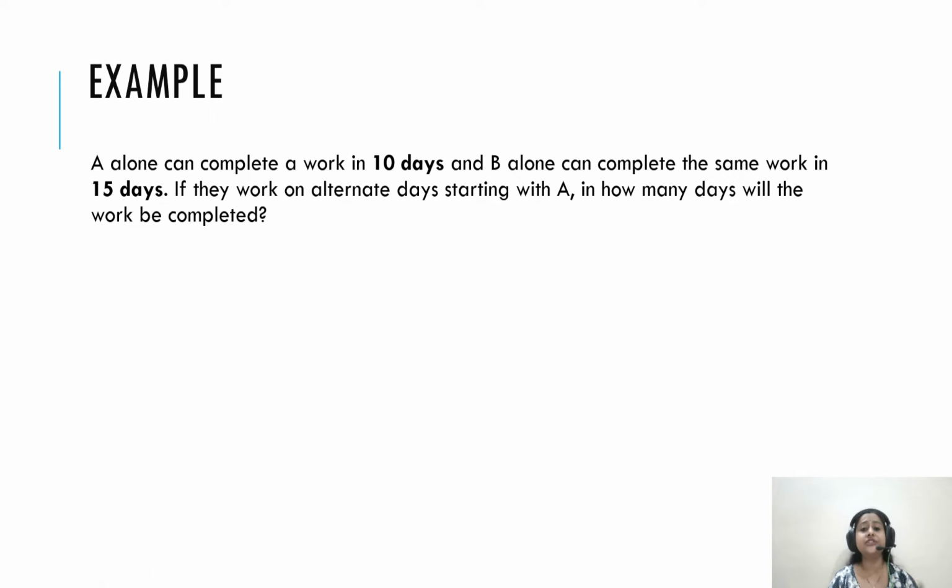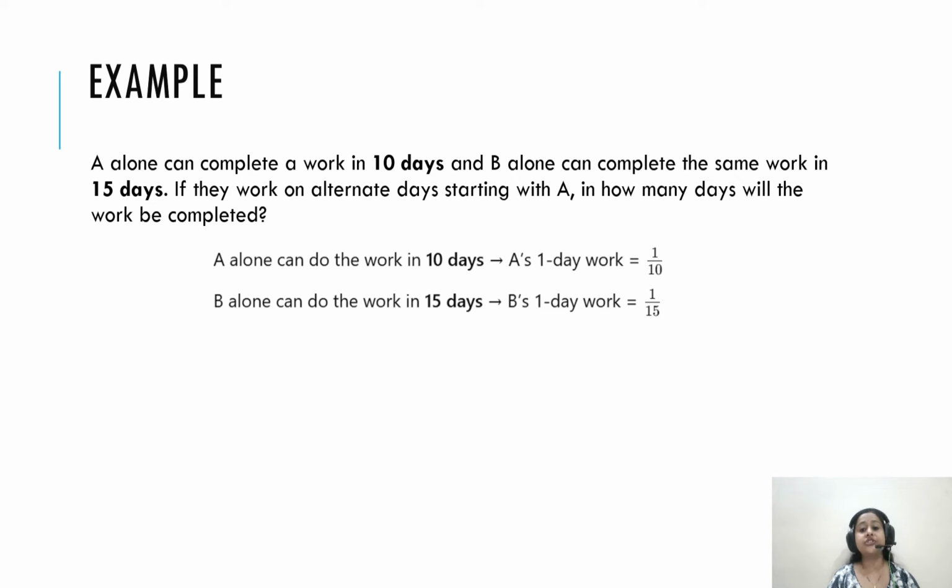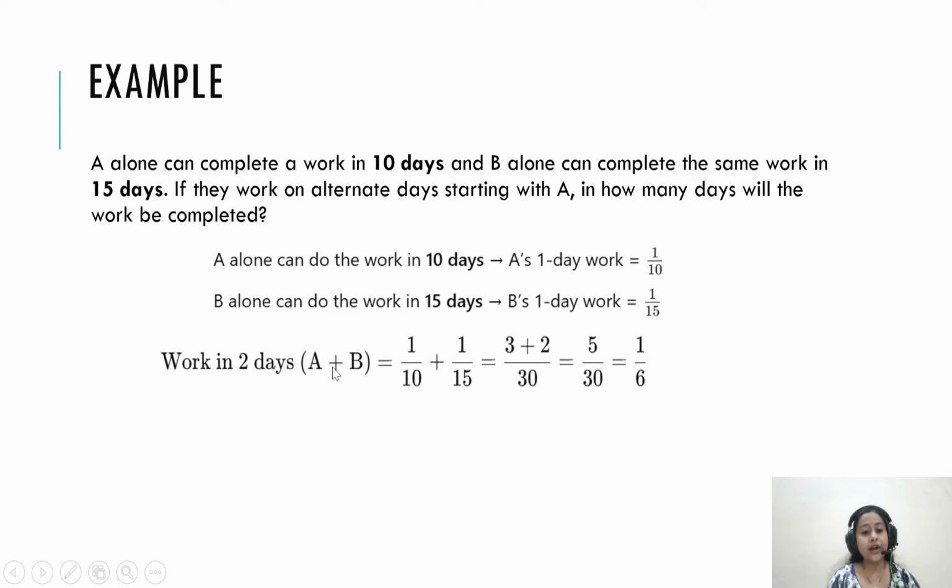Obviously, the first step is calculating the individual efficiencies and summing them up. So A's individual efficiency is 1 by 10, since A can complete 1 by 10 of the whole work in one day, and B can complete 1 by 15 of the whole work in one day. So A's one day work will be 1 by 10 and B's one day work will be 1 by 15. Then the work done in 2 days, because they are working on alternate days.